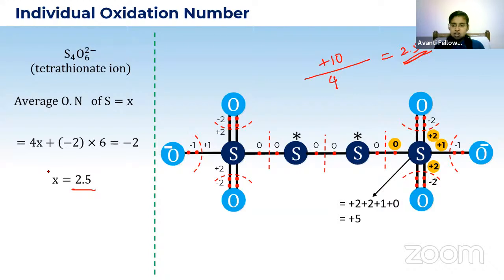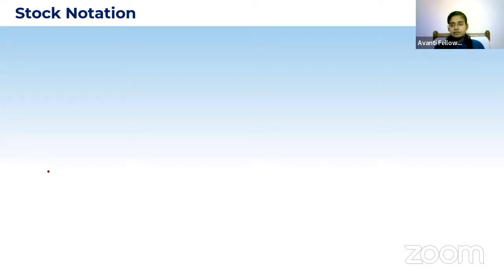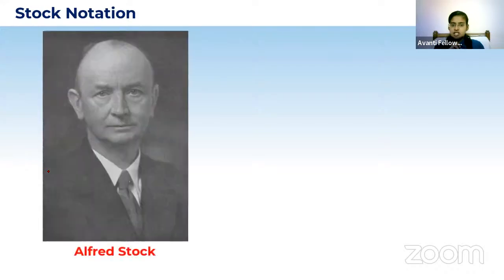And this is the last compound under this topic. And the next topic is Stock notation. It's very easy. The scientist named Alfred Stock used one notation to represent a compound. Let me give you some examples.